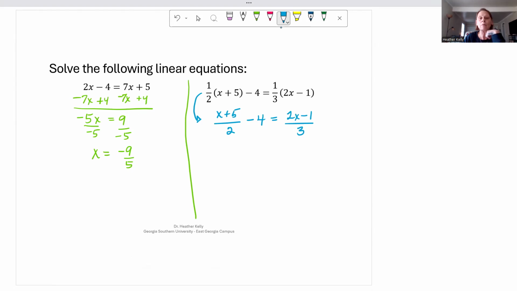Now, if I rewrite it like this, you can clearly see what the denominators of everything are. And you can also see that this 1/2 is applied to everything in this x plus 5, and this 1/3 is applied to everything in this 2x minus 3. Now, the denominator of this 4, I'm sure you know, but I'm just going to write it down, is 1.